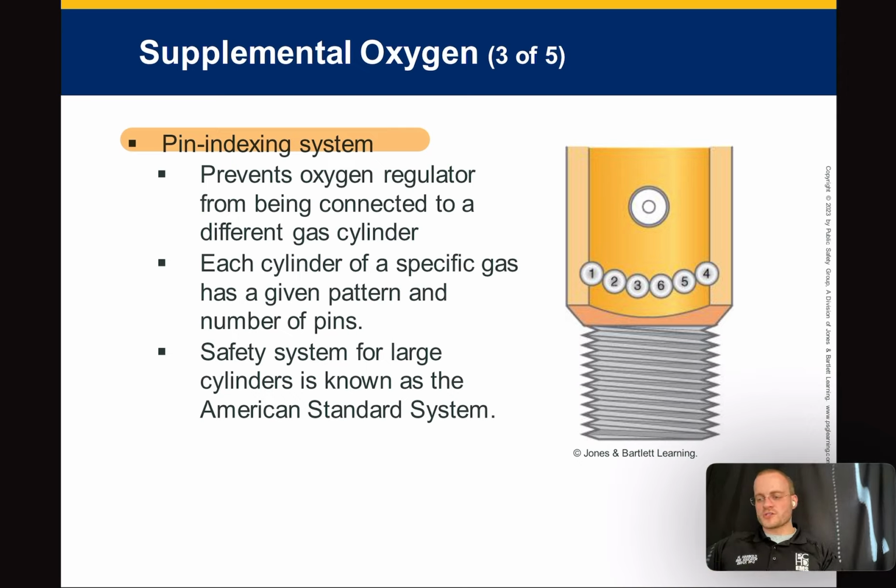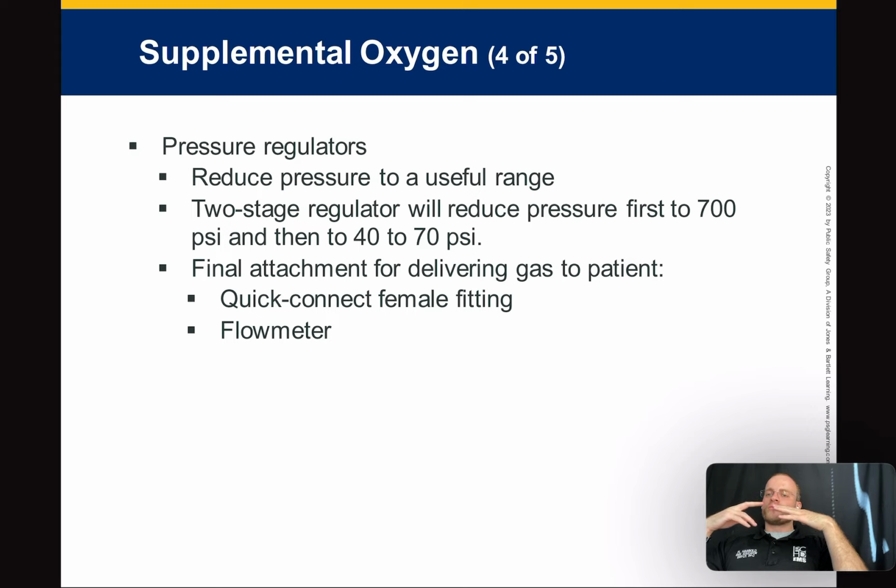Now, the pressure regulator is different. 2,000 pounds per square inch is an unbelievable amount of pressure, right? You'd literally blow the skin off someone's face at 2,000 psi. It'd cut through bone. So you have to reduce that to a usable amount, and the usable amount's like 40 psi.